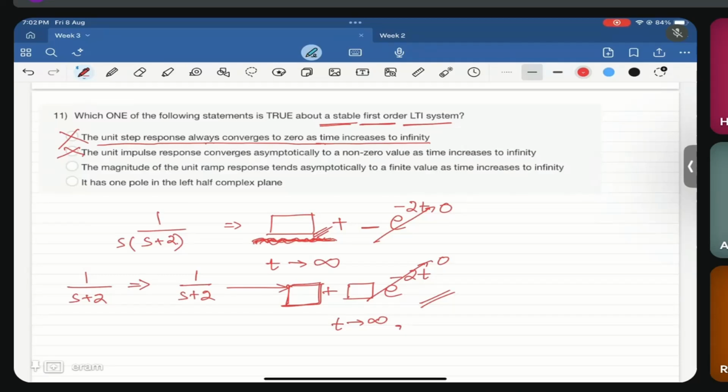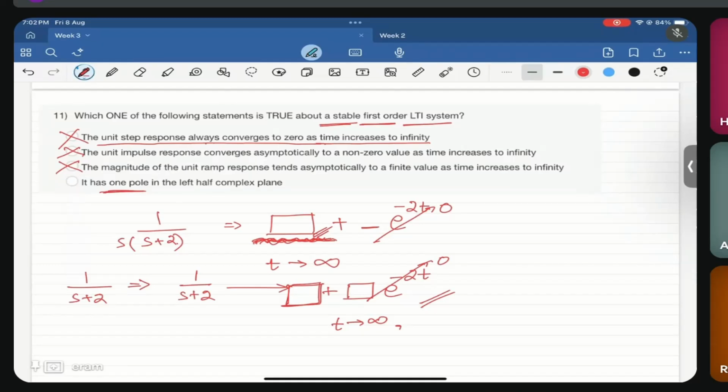So what is the unit ramp response? A unit ramp is an unbounded input. An unbounded input does not necessarily mean that the output will converge to a finite value. It can be unbounded. So this one is also not correct. Okay, the last option is: it has one pole in the LHP. Is it true or not?